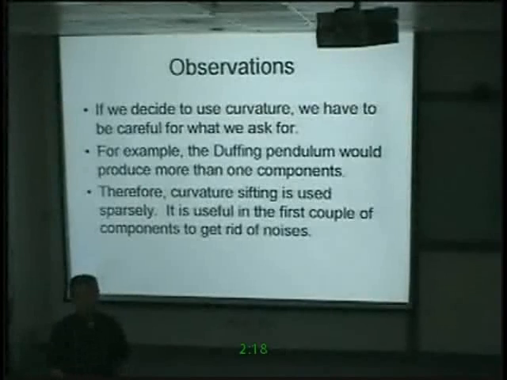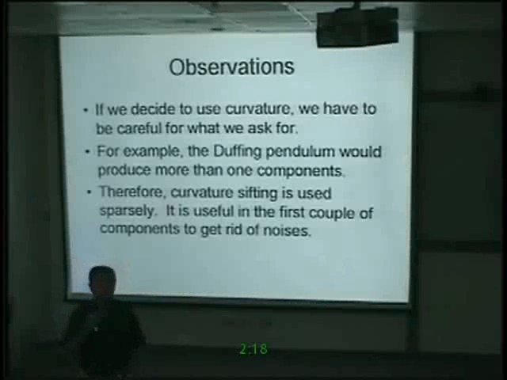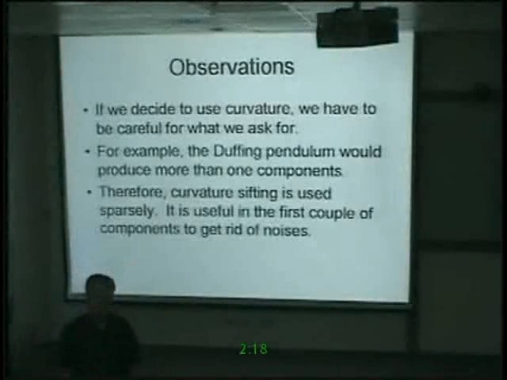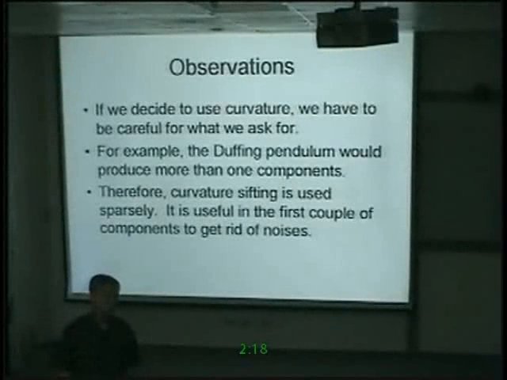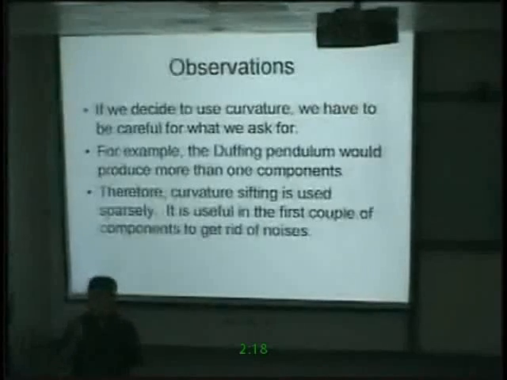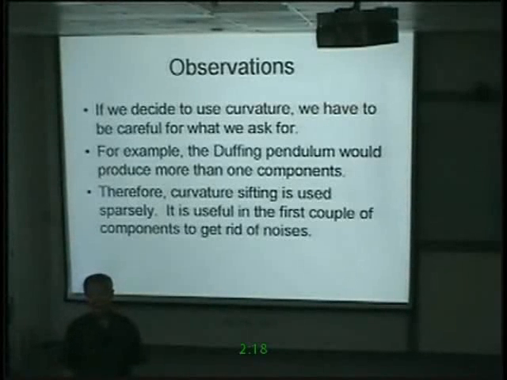As a result, I use this sparingly. We do have curvature shifting, but I don't use it routinely. I only use it when the data is extremely noisy, to try to get rid of the noise in the first one or two components. For the rest, I typically use extrema shifting. But the curvature shifting is available. It's sometimes useful if you find very small amplitude variations that you want to get out, and curvature is the one that can get them out.